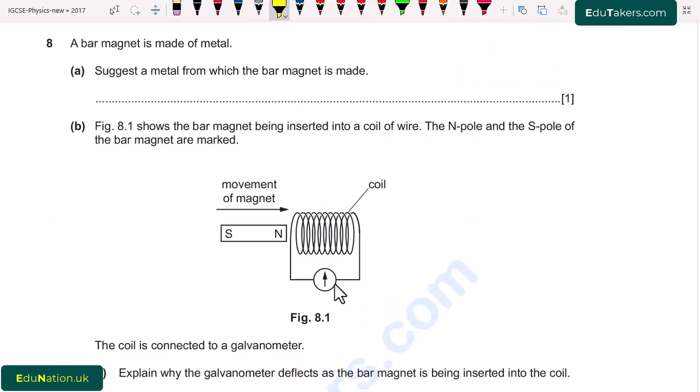Question number 8. A bar magnet is made of metal. Part A. Suggest a metal from which the bar magnet is made. Here we have to tell the name of the metal from which the bar magnet is made. So this metal is basically steel. I write here steel.